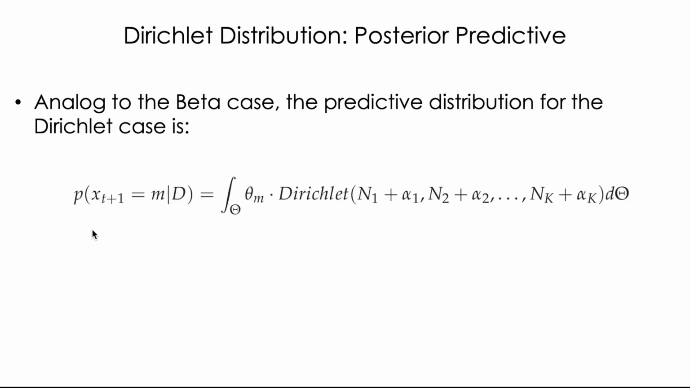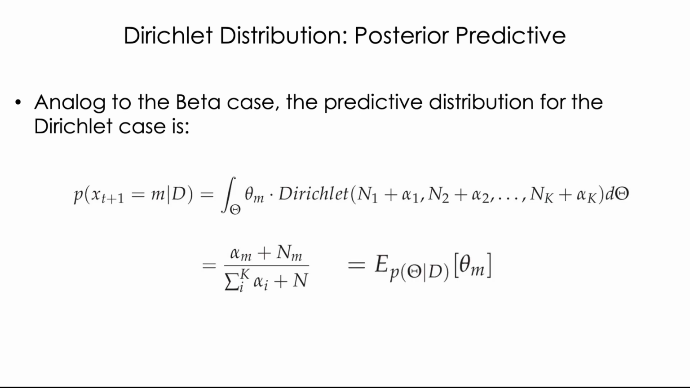So if we want to calculate the probability that the next flip is going to be the outcome m, for example, then it's going to be the integral of theta m times our posterior, which is the Dirichlet distribution for our theta parameters. And that's why our integral goes over our theta parameters, right? And the result is exactly the same result we got before. The alpha m plus the number of times we got the m outcome divided by the sum of all of them. And again, as in the beta case, this matches the expectation of our theta m parameter in terms of the posterior distribution, exactly what we got in the two outcomes case.